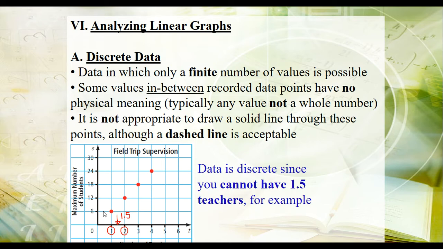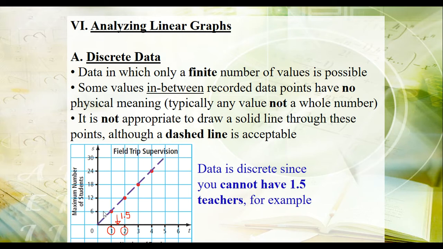Now, in this situation, it's not actually appropriate to draw a solid line through the data points. I know in the last couple lessons we had been doing that, but it turns out in the last few lessons we weren't looking at any data that would have been classified as being discrete. So if the data is discrete, as in in-between values are not allowed, we don't want to do a solid line. What is acceptable is to do a dashed line.